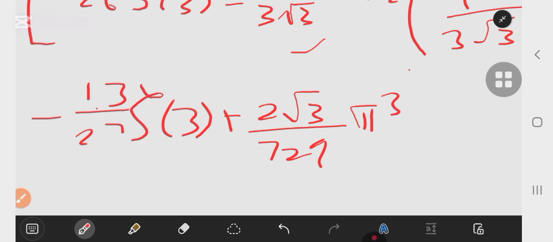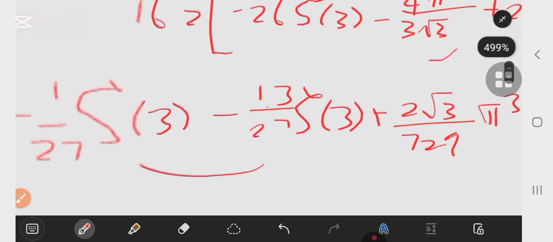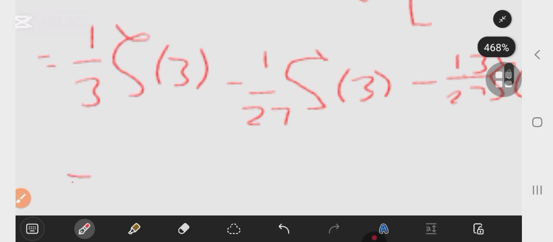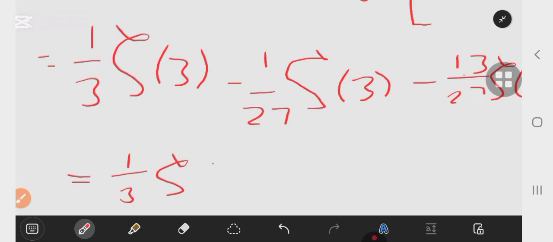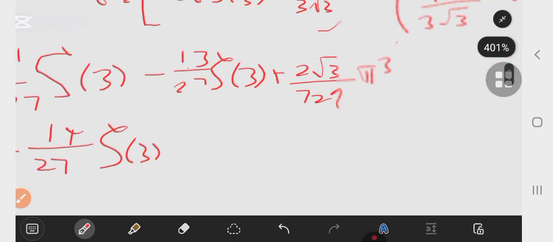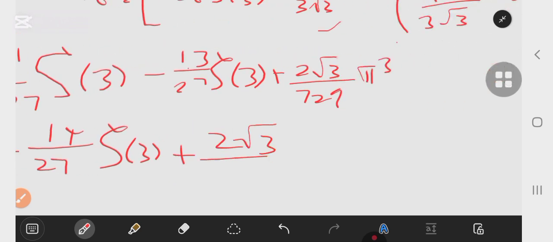So these two add to give me 1 over 3 zeta 3 minus 14 over 27 zeta 3 plus 2 root 3 over 729 pi cubed.